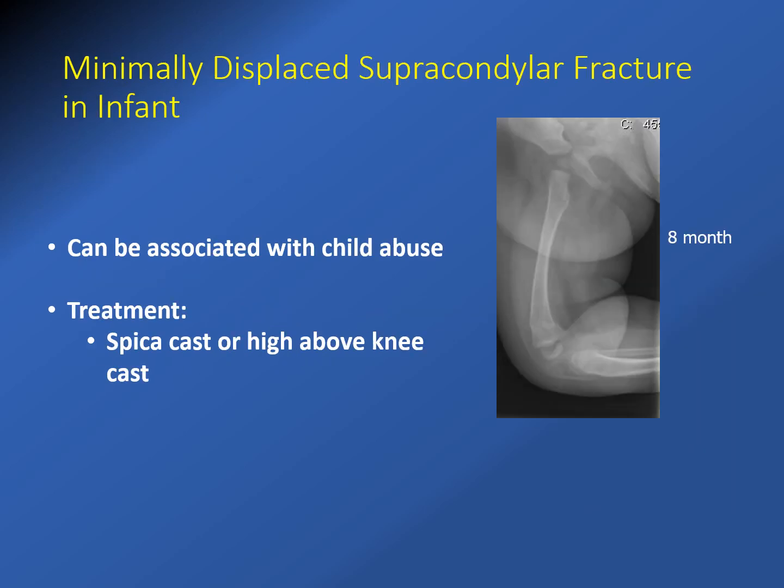So the first type of the distal femur fracture is the minimally displaced supracondylar femur fracture in infants. It happens in young infants. It can be associated with non-accidental trauma or child abuse, as we discussed in the first part of the lecture. This fracture is minimally displaced, so it does not require reduction. The treatment is either spica cast or high above knee splint or a cast.